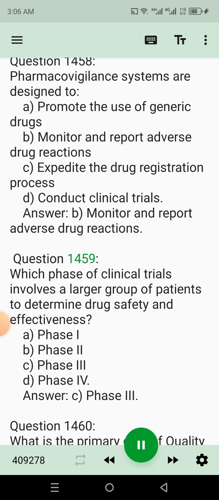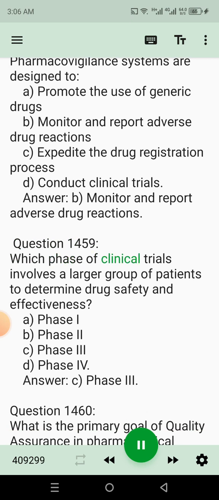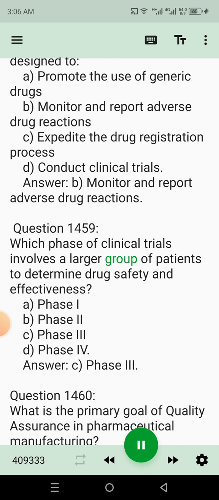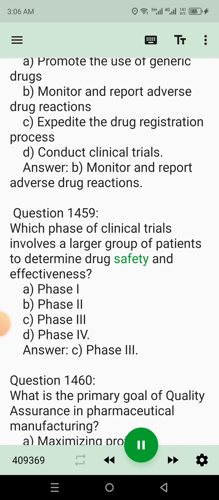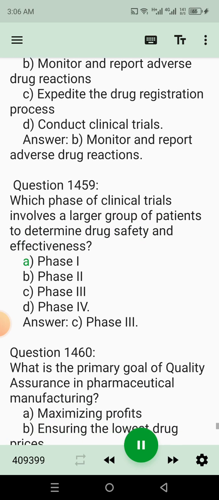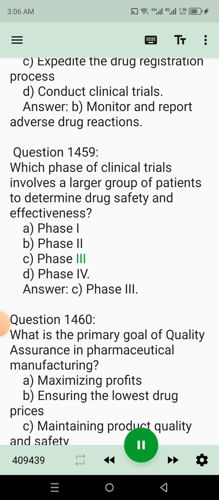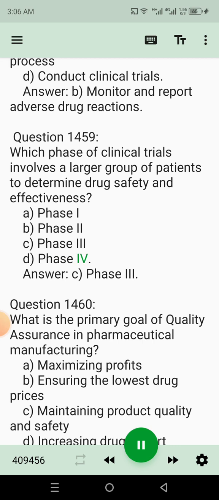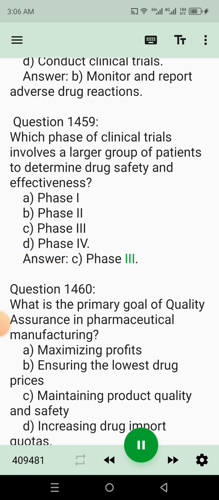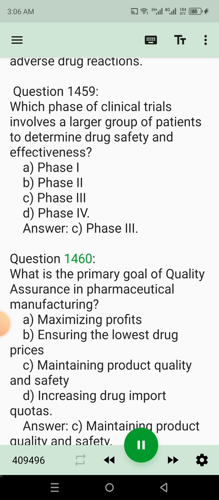Question 1459. Which phase of clinical trials involves a larger group of patients to determine drug safety and effectiveness? A. Phase 1. B. Phase 2. C. Phase 3. D. Phase 4. Answer. C. Phase 3.